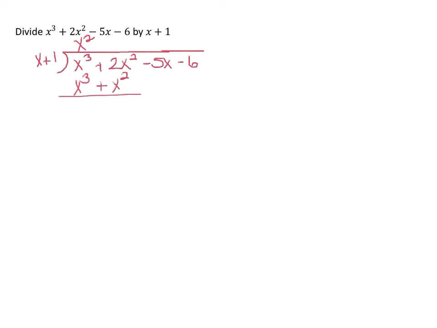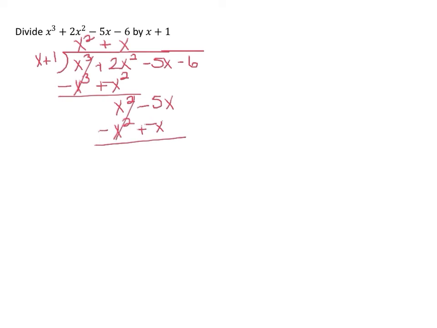Now I have to subtract. Subtract, subtract. That cancels. 2x squared minus x squared is x squared. Bring down this negative 5x. Now I do this again. X goes into x squared how many times? It goes in x times. So x times x is x squared. X times 1 is x.